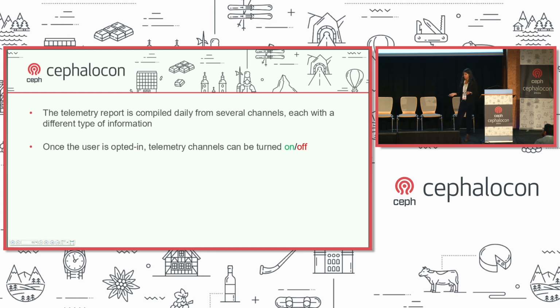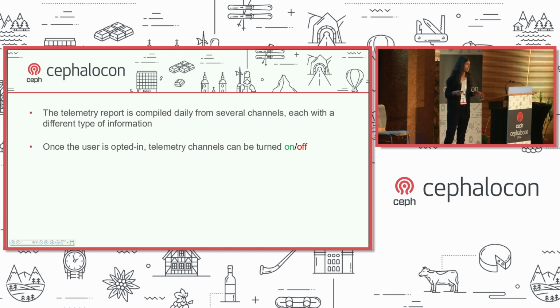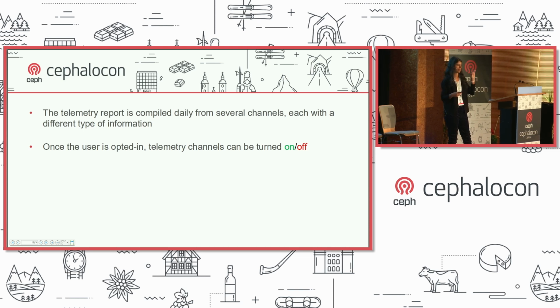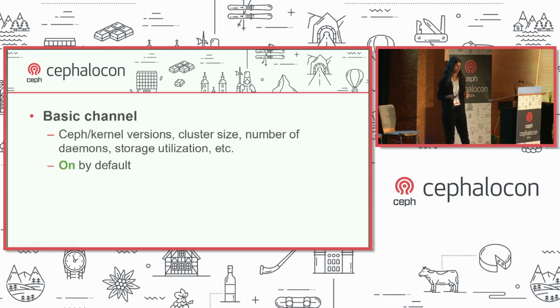So the telemetry report is compiled every day by default from several channels. Each of them has a specific type of information. And we currently have 5 channels that can be turned on or off. So the first very basic channel is called the basic channel. It contains some general information about the cluster, like the Ceph and kernel versions, what's the cluster size, the utilization of the storage, how many daemons there are, and so on. If you opt into telemetry, the basic channel will be on by default.